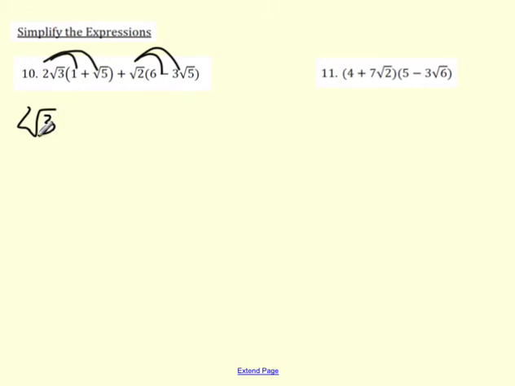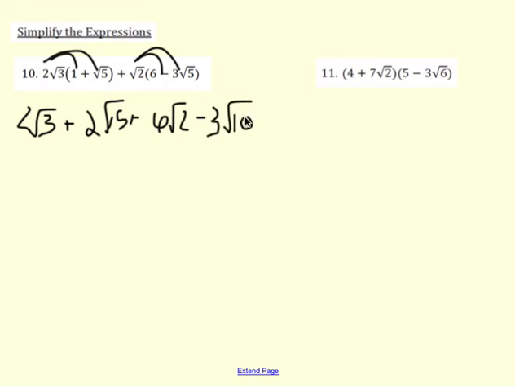Then when we multiply 2 times the square root of 5, the 2 is going to stay the same. And then the square root of 5 times the square root of 3 is going to be the square root of 15. Then, under our next one, we're going to take the square root of 2 and multiply it by 6 times the square root of 6. Square root of 2 times 6, well, that's just going to be 6 square root of 2. Then when we multiply the square root of 2 times negative 3, the negative 3 is going to stay the same. And then we're multiplying underneath the radical. Okay, so we're going to do 2 times 5, which is 10.